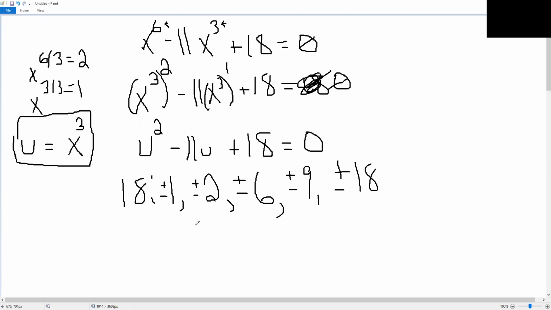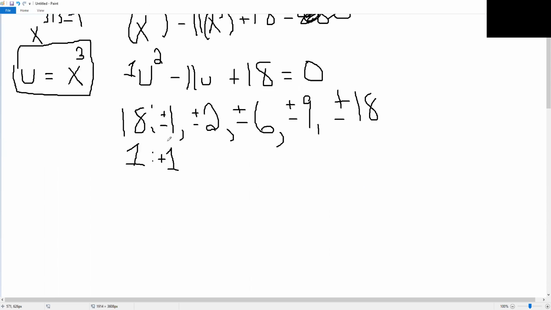Now, we know this is a 1, right? So we could do a 1 here, and we know that the factors of 1 are just 1, and this is just a positive 1. We're supposed to take these and put them over this, but that would be 1 over 1, 2 over 1, 6 over 1, 9 over 1, 18 over 1, which all of those are really just that number. So we're not going to go through that. If this is 1, you can just take the factors of the constant and you'll be fine.